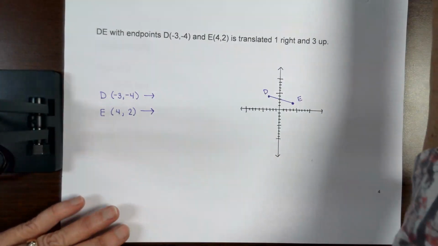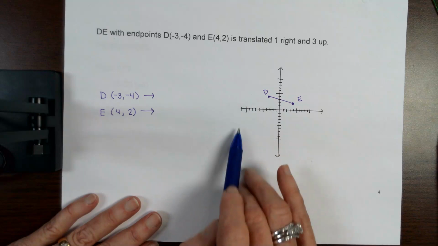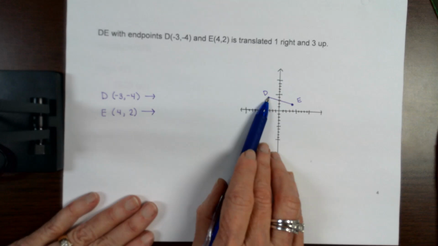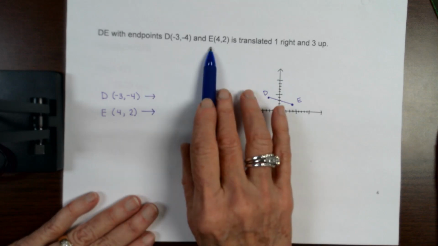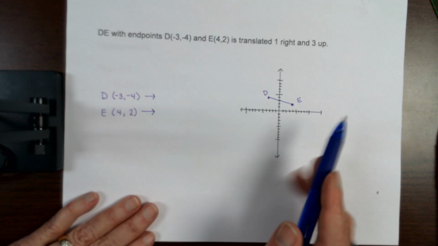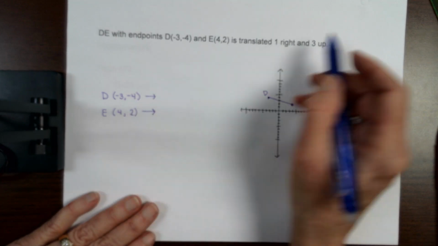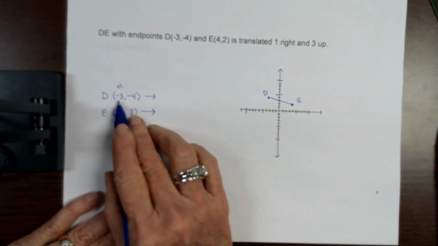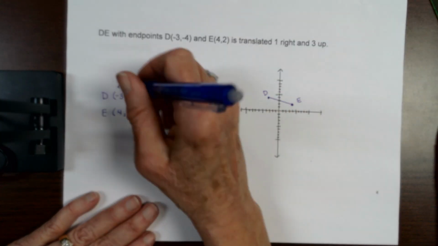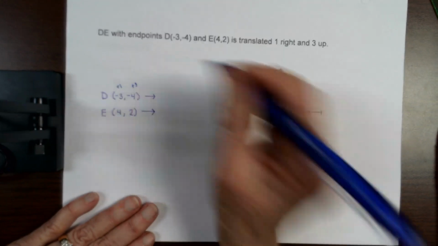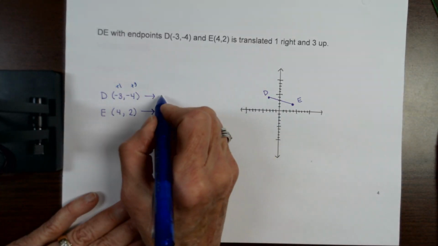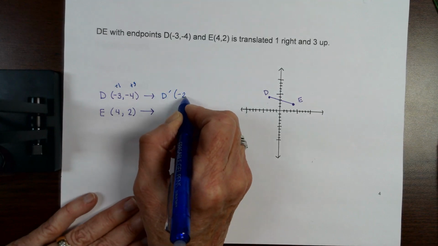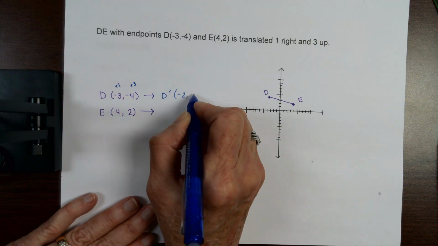All right, let's look at this one. This one just has an endpoint. It has a line segment. So I have -3, 4 is D, and I have 4, 2 is E. So when I translate it 1 to the right, that means I'm going to add 1 to my x, and 3 up, I'm going to add 3 to my y. So D prime is going to be -2, -1.